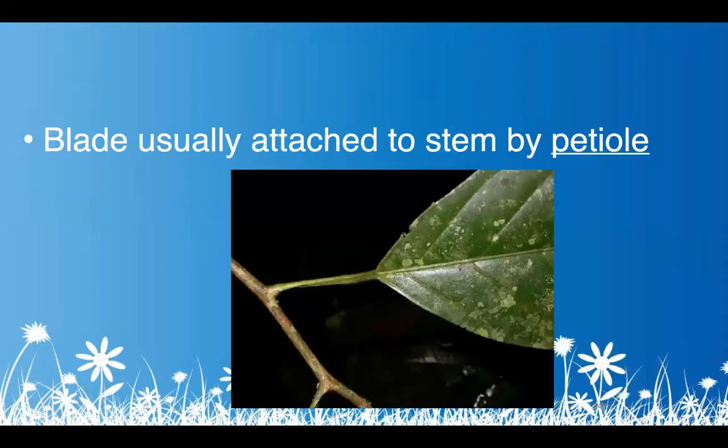Now, the blade is attached to the stem by this section called the petiole. So it's kind of like the stem of the leaf, attaching the leaf to the bigger stem, the petiole. Okay, I guess I already had an arrow there.